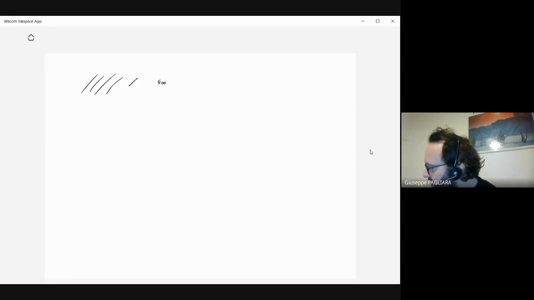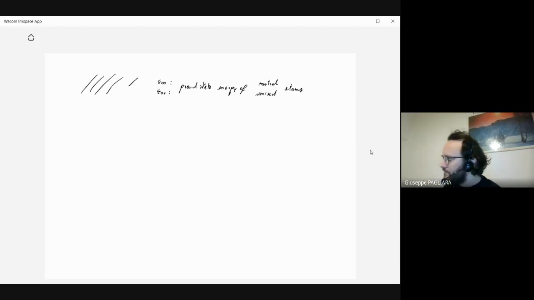So suppose that we call E0,0 and E0,plus these two quantities be the ground state energy of neutral and ionized atoms. Okay?